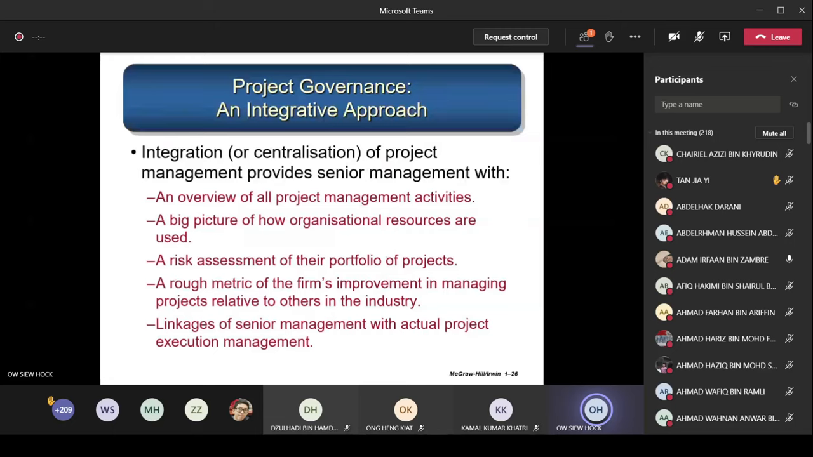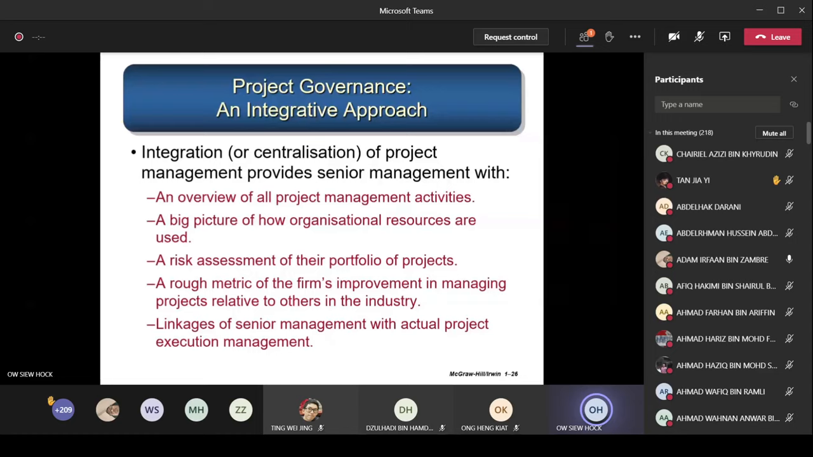So a rough metric of the firm's improvement in managing projects relative to others in the industry, and also linkages of senior management with actual project execution management. So basically, that means if you have project governance, we try to centralize.